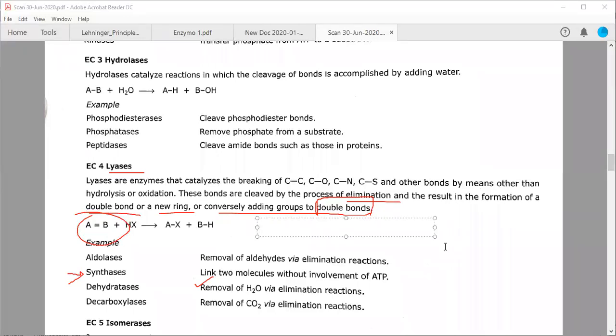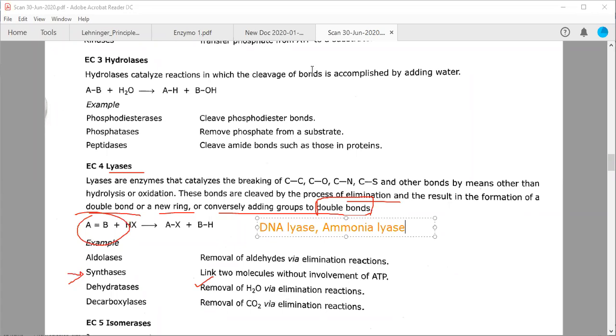One is called DNA lyase. And the second enzyme is ammonia lyase. So these lyases are also coming under this fourth class.